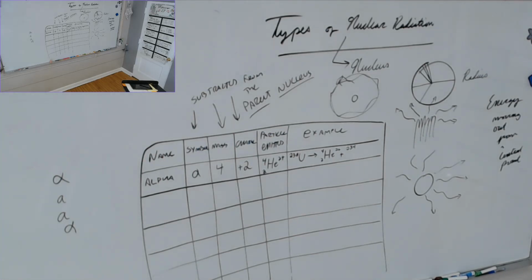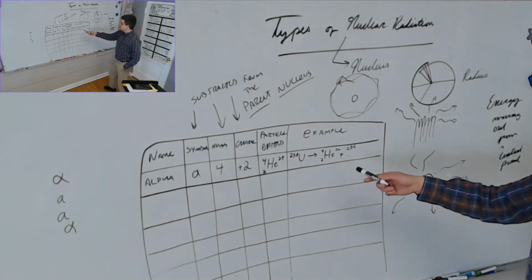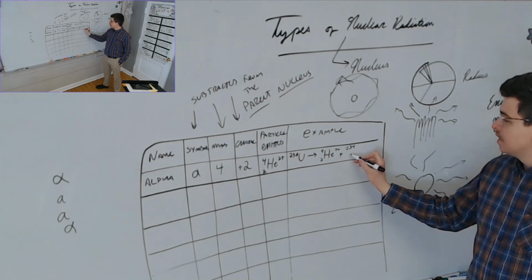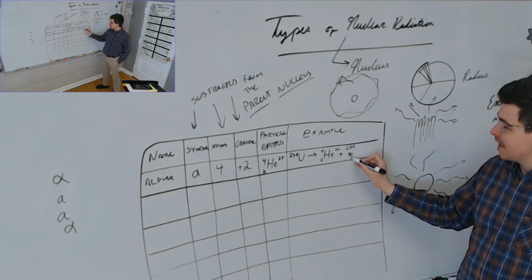Remember, this is from last chapter. Every atom with 92 protons, or atomic number 92, is uranium, and every uranium atom has 92 protons. It has to be that way. So what are we going to subtract now? 2. What's 92 minus 2? 90. We don't necessarily have to write that.